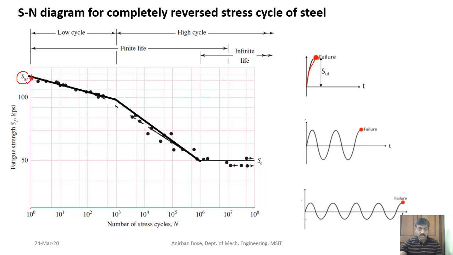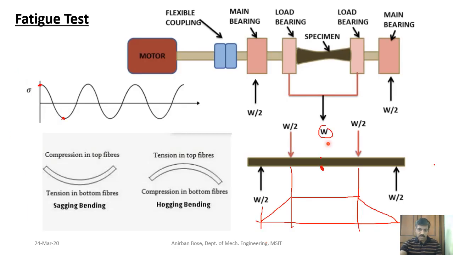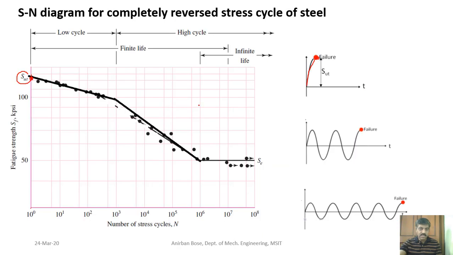Now suppose, instead of SUT, you reduce the load. Then what will happen? Because of that reduced load, the maximum stress that will come in the sample, let us consider that stress level is lower than this one. Say we come to this stress level. So at this stress level, if we run the motor, then what will we observe? We'll observe that it will take some cycles, right? And after that, it will fail. Maybe after a few cycles, it will fail.